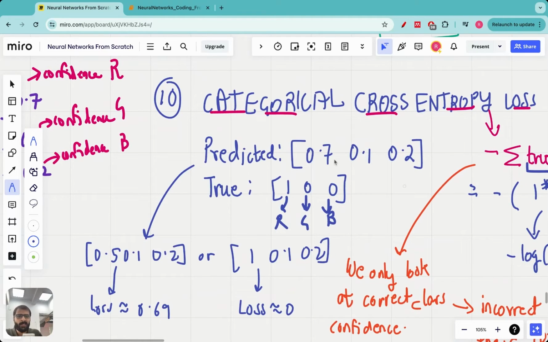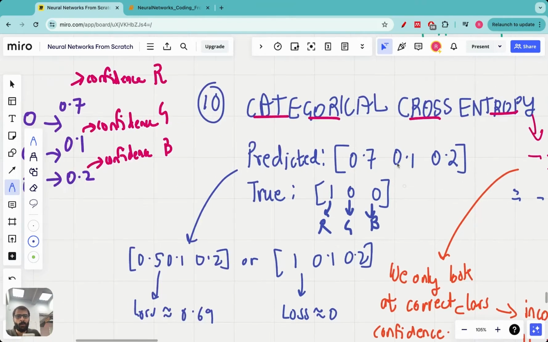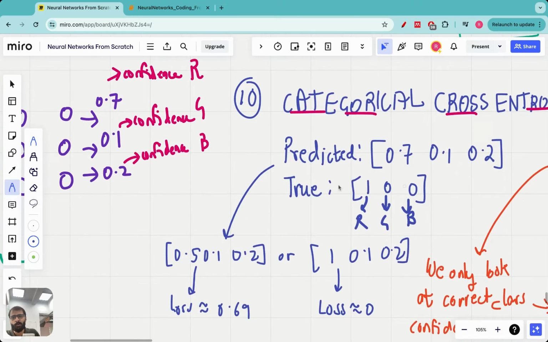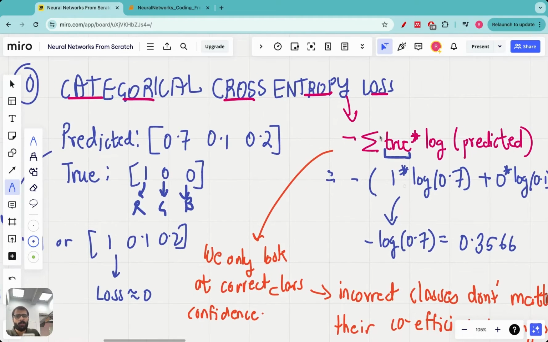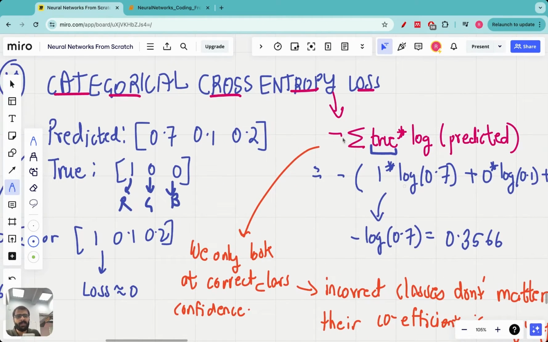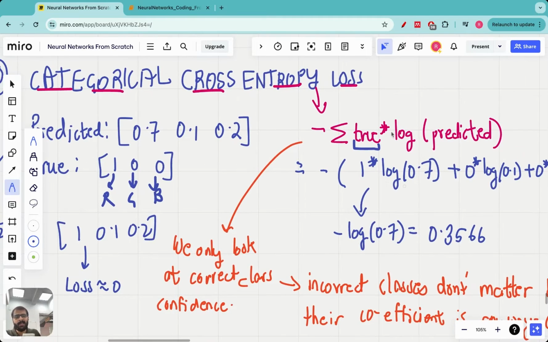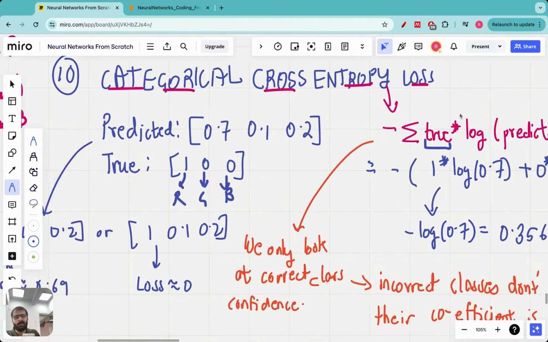So let's say these are our predicted values, 0.7, 0.1, and 0.2 from these three output neurons, and the true value is 1, 0, and 0. The categorical cross entropy loss formula is: first, you add a negative sign, and you take a summation of the true value multiplied by the log of the predicted value.